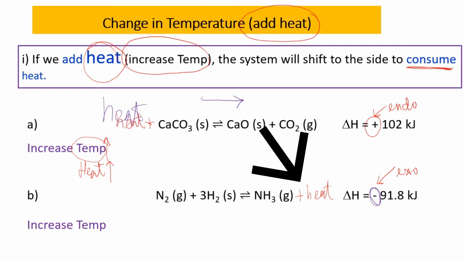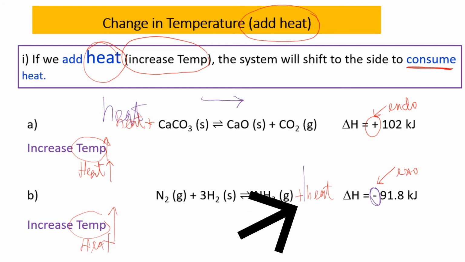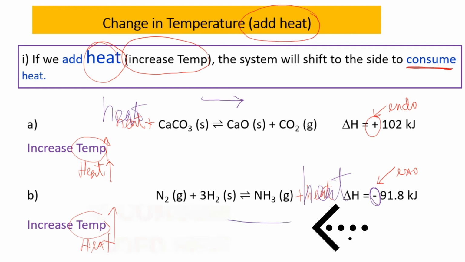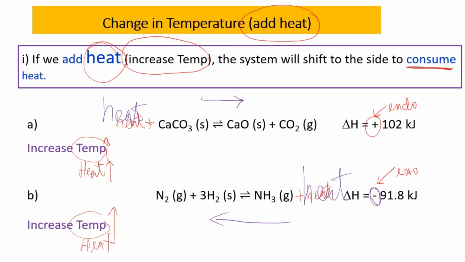Okay, so now if we increase temperature, it's the same thing. If we increase temperature, heat is increasing. So now we have a lot of heat. Okay, so what happened? If there is a lot of heat, the system will try to shift to the left in order to consume the heat added to the system.